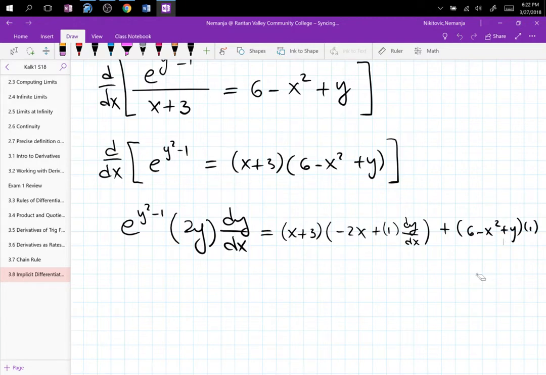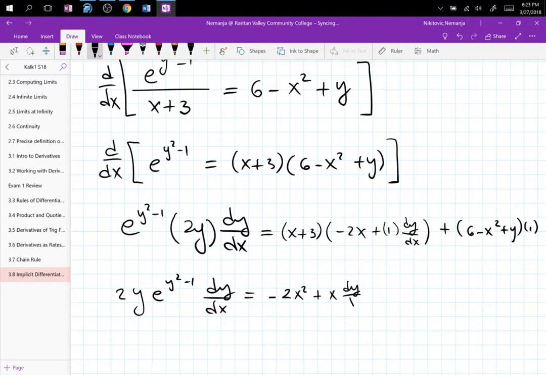So now what do we have? On the left hand side I have 2y e to the y squared minus 1 dy dx. And on the right hand side I have to do some foiling now. So I have negative 2x squared plus x dy dx minus 6x and then plus 3 dy dx and then plus 6 minus x squared and plus y.